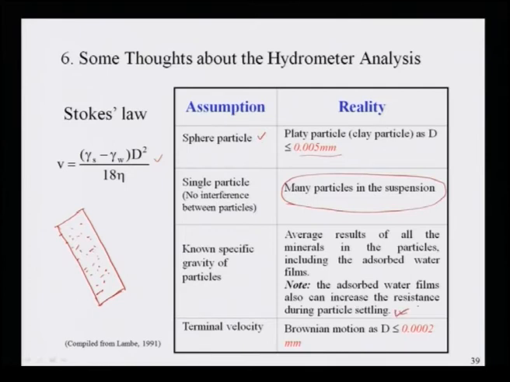Then the assumption is terminal velocity. This is not true in reality; it is Brownian motion when d is less than 0.0002 mm.